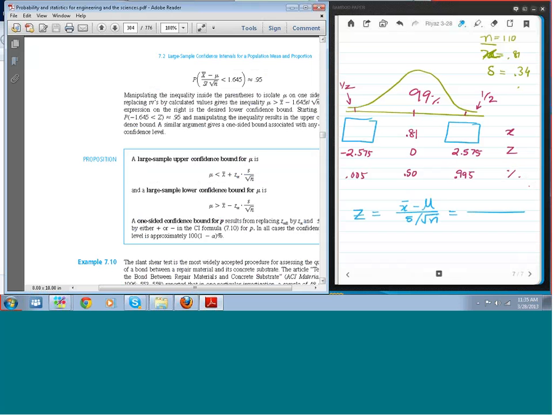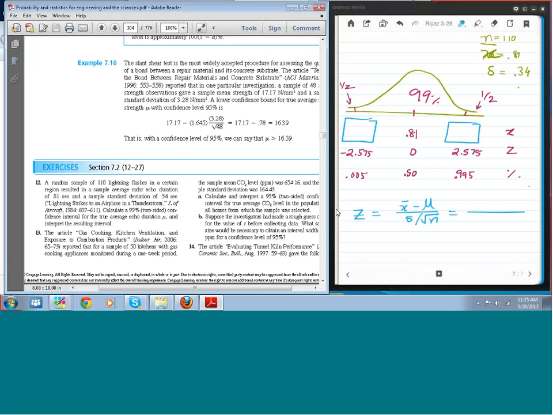What's the difference between x bar and sigma? Sigma is the population standard deviation. For example, you might already know the population standard deviation. Sometimes you will know it, but in most cases, in practical life, you usually don't know.